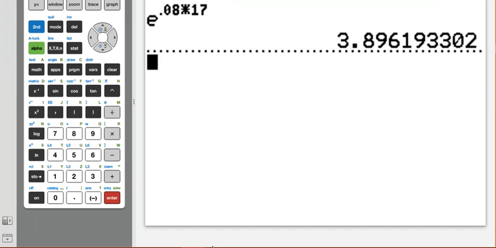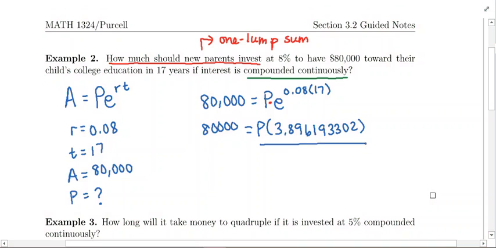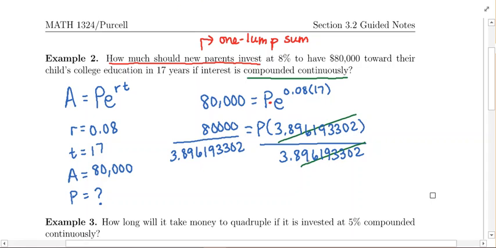All right, so let's write this down. We're going to have 80,000 is equal to P times, we put this in the calculator and we got 3.89619332. So that's what P is being multiplied by. Since P is being multiplied by this decimal, we need to divide it off. Whatever you do to one side, you have to do to the other. So let's divide on this side. Then on the right side, this will cancel with this, and it will leave you with P.